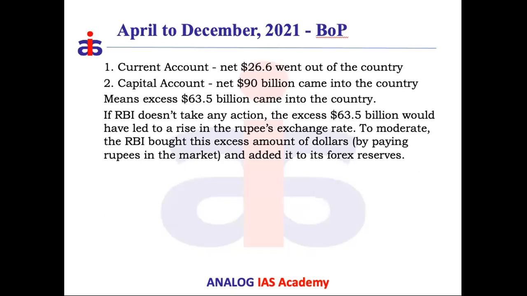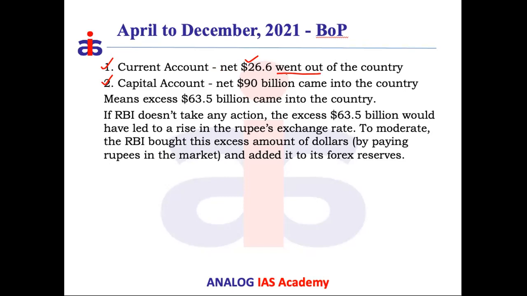We'll see two different time periods. What happened from April 2021 to December 2021? The balance of payments, I told you, has two different accounts: current account and capital account. As part of the current account, that means by selling or buying goods and invisibles, the net amount of money that came in or went out, you can see that a total of $26.6 billion went out of the country.